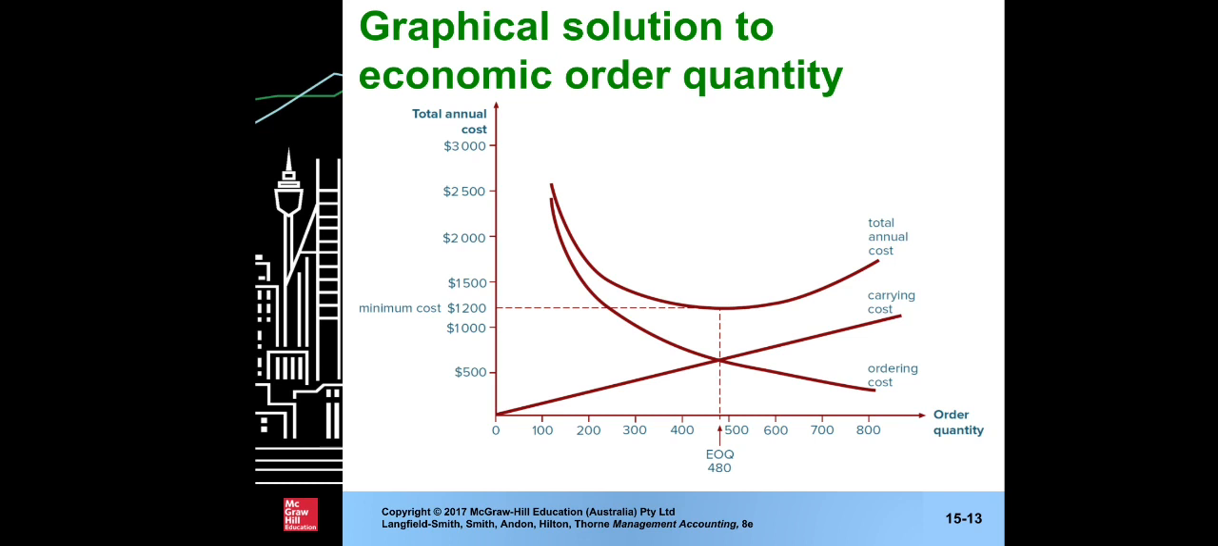But if the business purchases a low quantity of inventory, then the carrying cost is low, but the ordering cost is higher because the business has to order frequently. So the optimum point is to find the point where the carrying cost and the ordering cost are both at a minimum. Here you can see the intersection between the carrying cost and the ordering cost. You can calculate the point using the formula that you have seen in the previous slide.